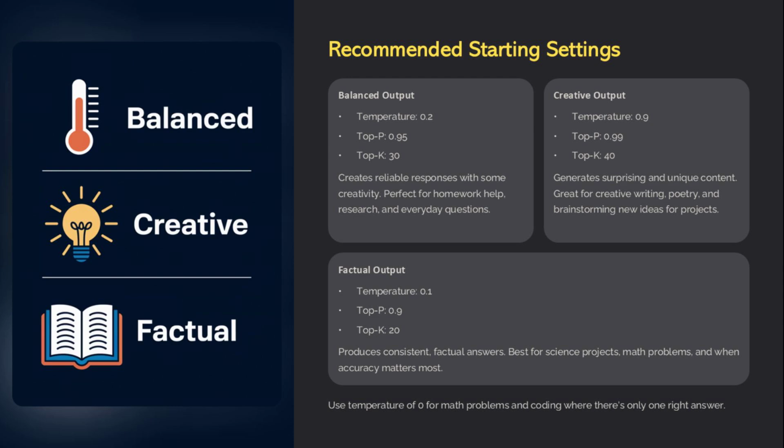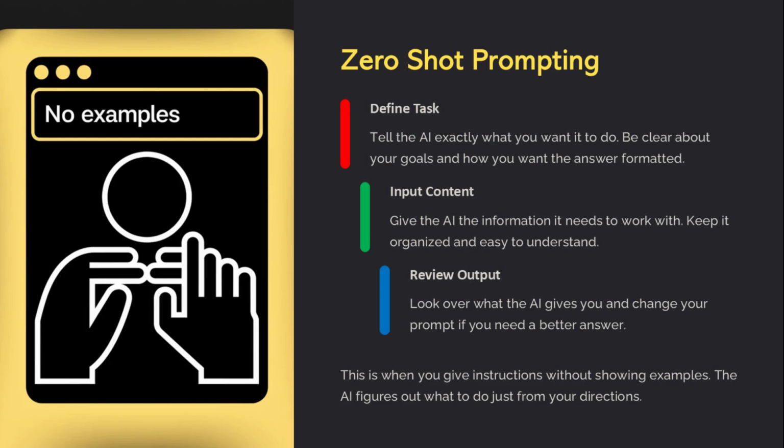The factual setting with lower temperature and top values produces consistent, accurate responses. Best for science, math, and technical writing, where precision is critical. For math problems and coding, use temperature 0 to get the single correct answer. These are starting points. Adjust based on your specific needs and use cases. Zero-shot prompting is when you give an AI instructions for a task without providing any examples first.